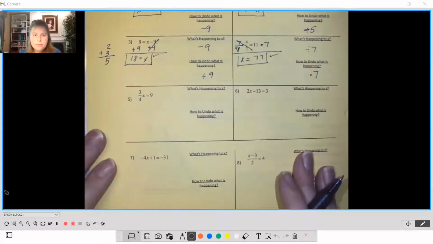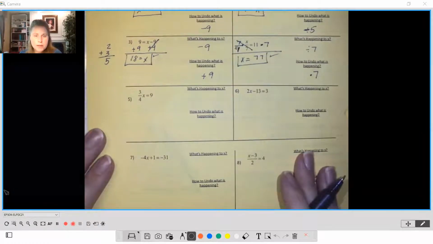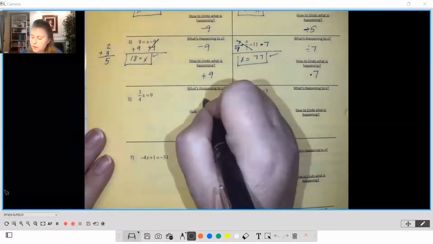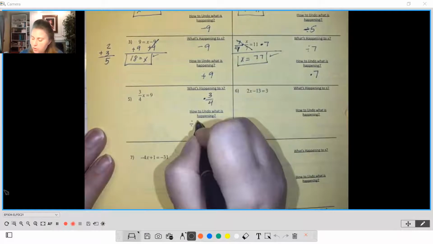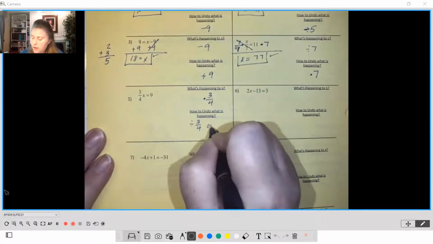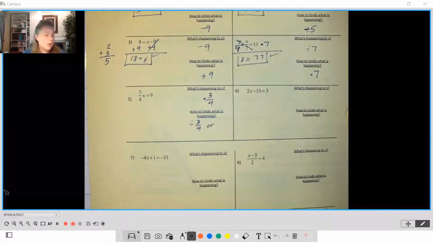Number 5, we have 3/4 x equals 9. So what is happening to x? It's being multiplied by 3/4. So how do we undo that? We want to divide by 3/4. And how do we divide by 3/4? We multiply by the reciprocal.